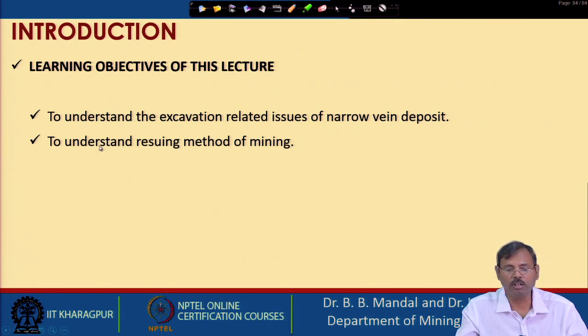These are the learning objectives of this lecture: to understand the excavation related issues of narrow vein deposits and to understand the resuing method of mining. So, why have we placed the words narrow vein deposit? Because the resuing method of mining is adaptable in narrow vein deposits only. So, the problems in narrow vein deposits have to be understood. This is one main objective in this excavation method.